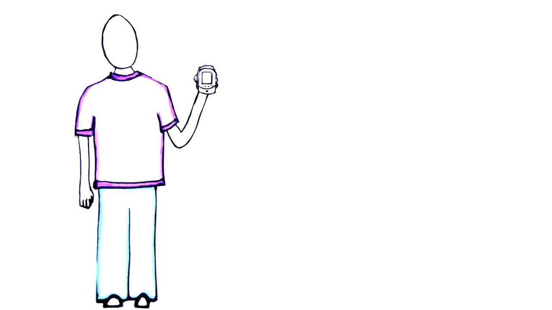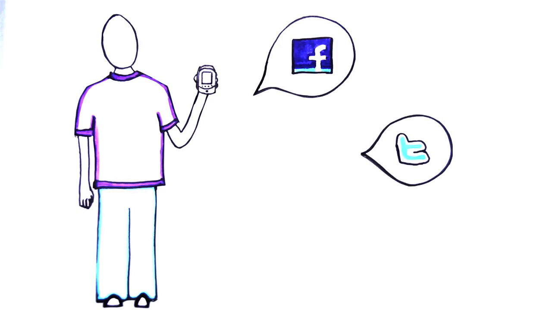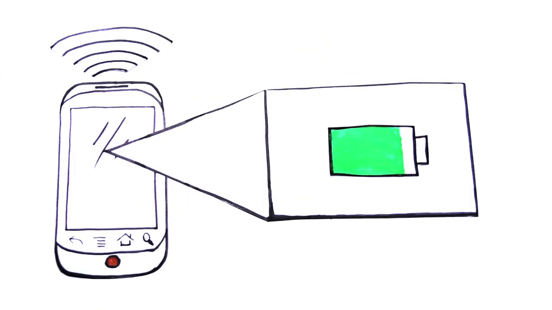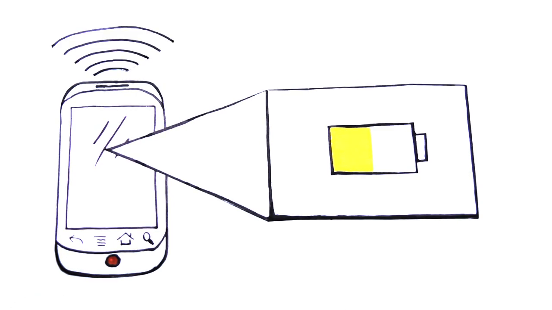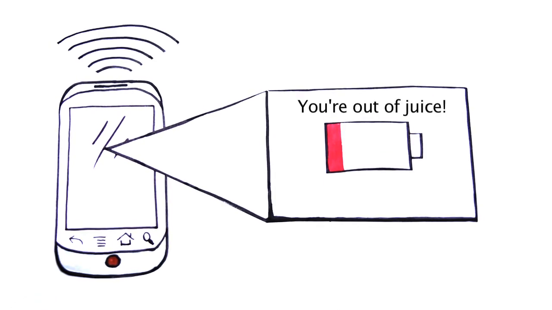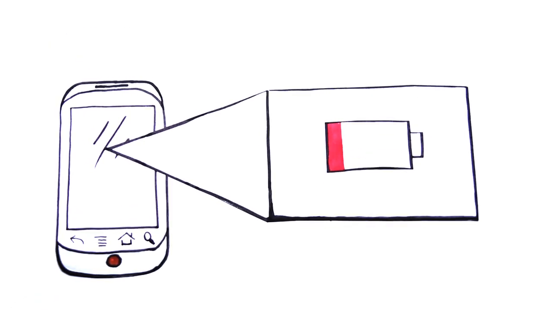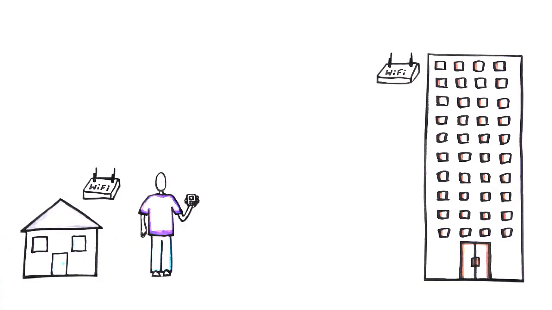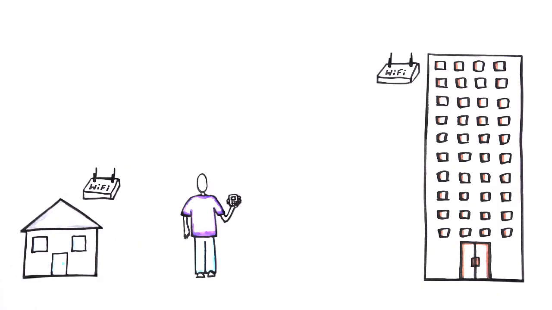John likes to browse the web using Wi-Fi on his Android phone all day long. What he doesn't like is the huge drain on battery power when he's not browsing the web, but Wi-Fi on his Android is still turned on. What John doesn't realize is that a lot of battery power is wasted when his Android constantly searches for a Wi-Fi connection while he's on the go.